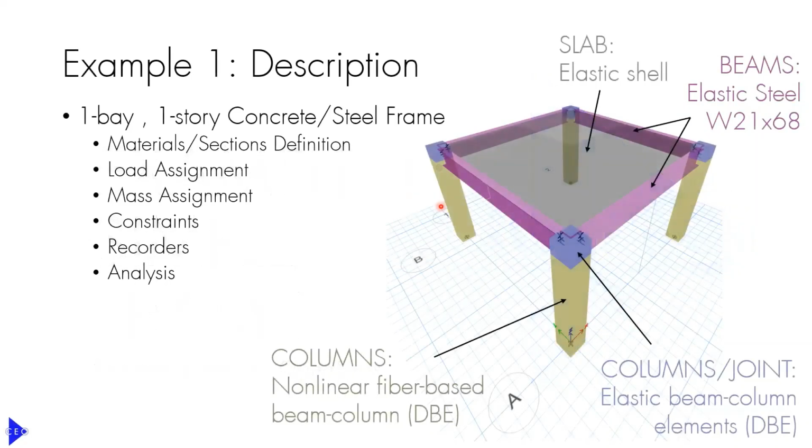Example number 1 over here is just a very simple frame. It has an elastic slab. I'm purposely using some elastic steel sections, even though maybe this is not representative of a real building, and I'm using a nonlinear beam-column displacement-based element, so a fiber section, for the columns. I want to demonstrate a few things over here: how we assign materials, load sections, and so forth.